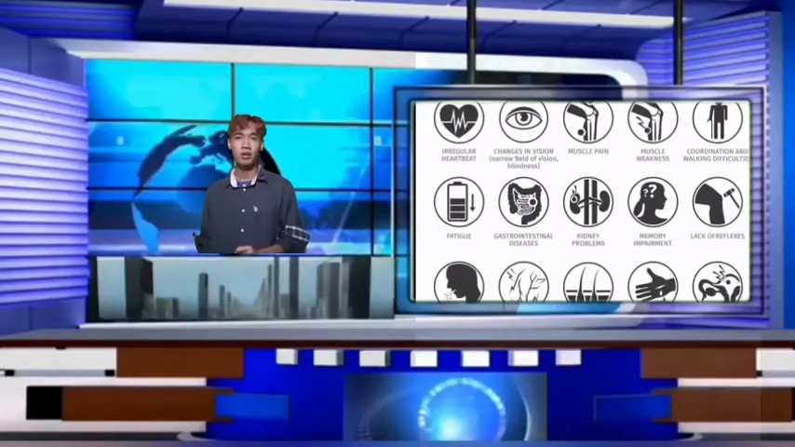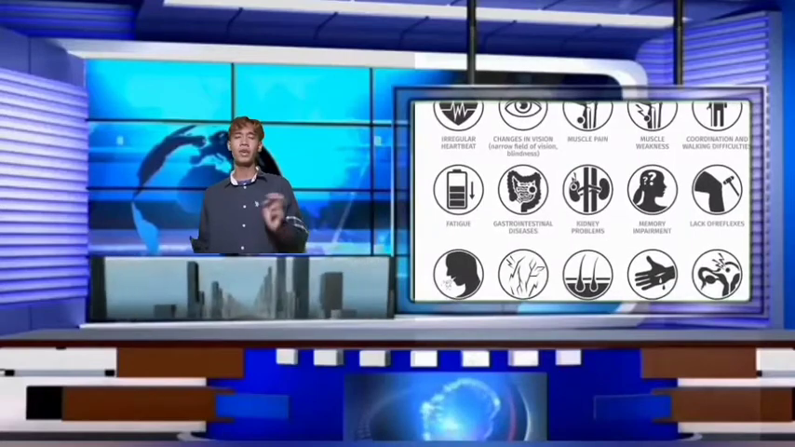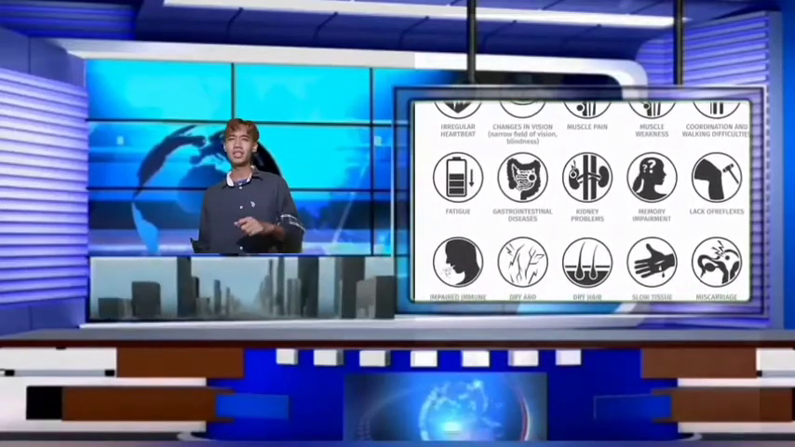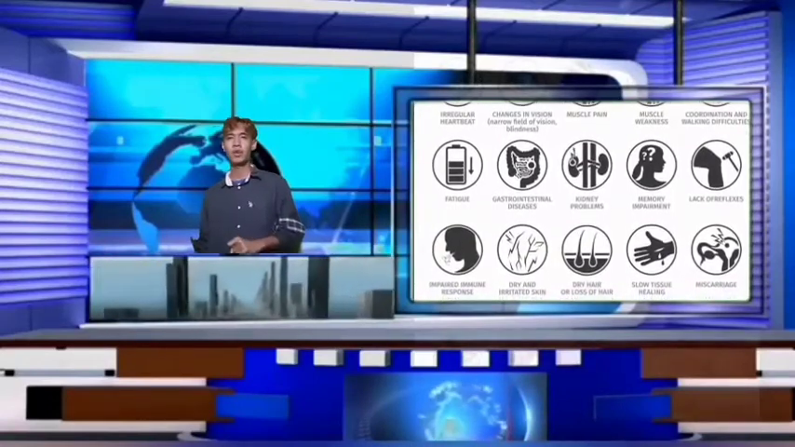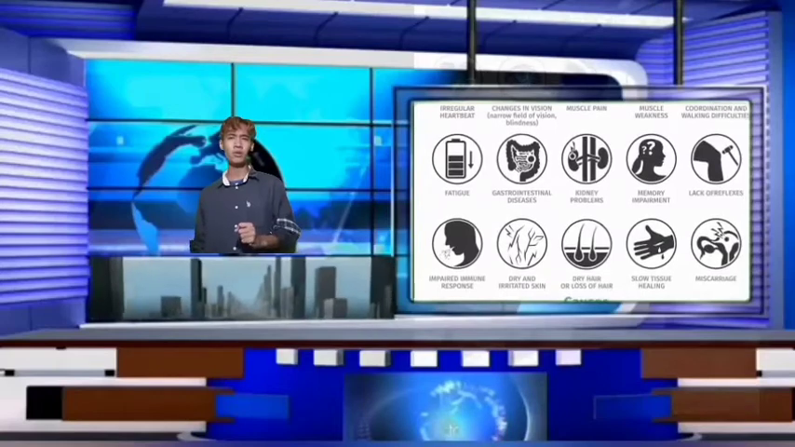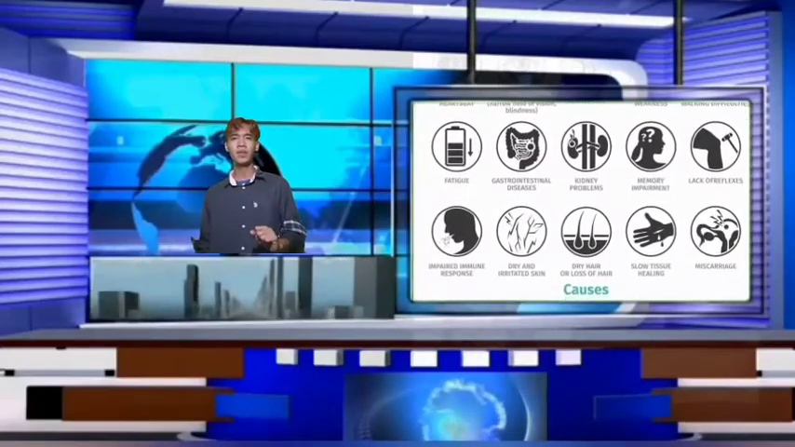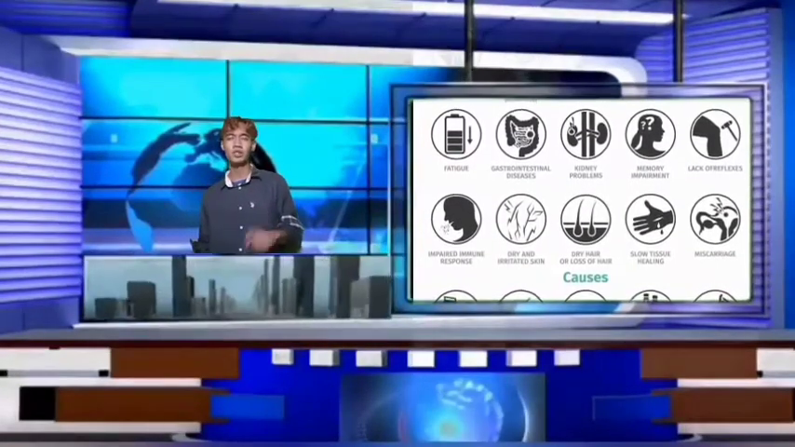Next is medical conditions. Vitamin E deficiency can also result from diseases that severely reduce the absorption of fat. This is because the body requires fat to absorb vitamin E correctly. Some of these diseases include chronic pancreatitis, celiac disease, cholestatic liver disease, and cystic fibrosis.